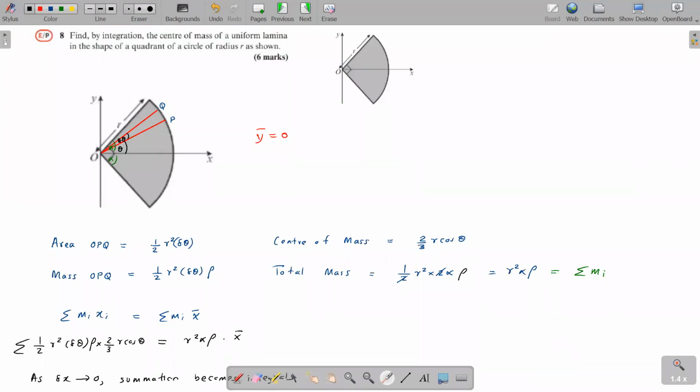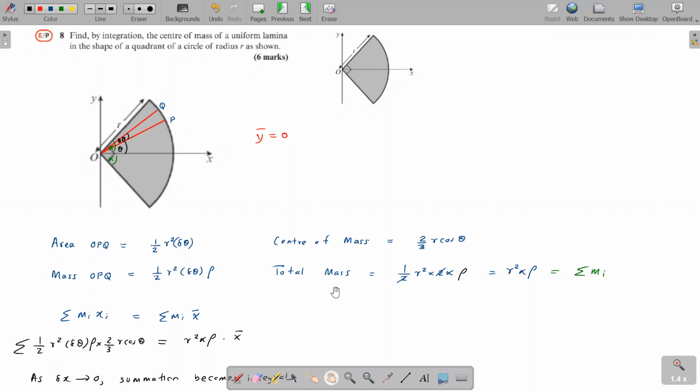All right, guys. So over here, as you saw, the total mass, you can see that I have written all this stuff, the area, the mass. These things don't change, right? The area is half r squared delta theta, mass, you just multiply it by rho, center of mass is 2 over 3r cos theta. So it's the same thing that we did earlier.